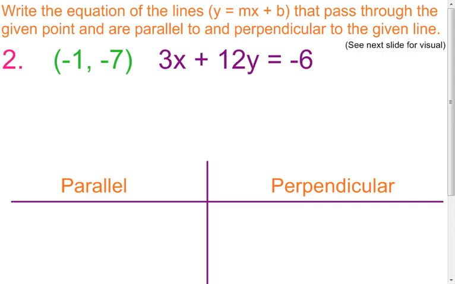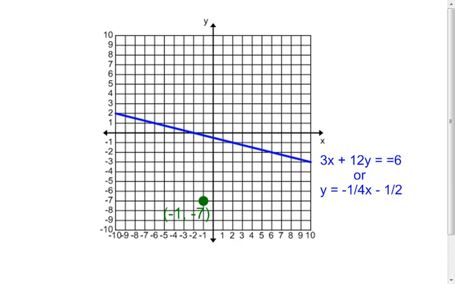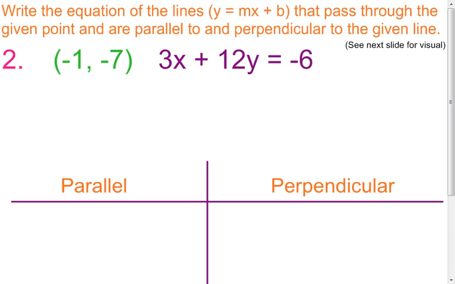All right, here's another one. This time my lines are not in y equals mx plus b form, so I need to get them into y equals mx plus b form first. And I'll just show you. This blue line here is the equation 3x plus 12y equals 6. But I need to get it into y equals mx plus b form. So I am going to, first of all, subtract 3x.